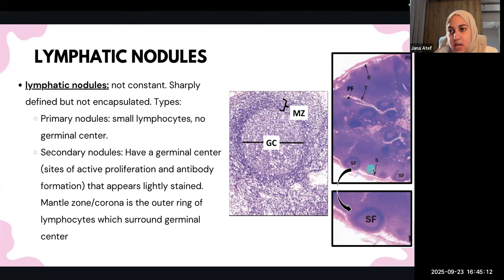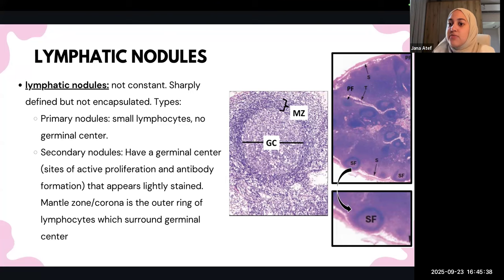So SF means secondary follicle. If there is a secondary follicle and it has a light germinal center, it means it's an active proliferation. There's something going on inside, like cells are being proliferated. Primary, it's just like they're there. They're finished and they're just staying there, chilling. They're not encapsulated. Lymphatic nodules are not encapsulated. You have some lymph lobules that are different. They have capsules and everything. These do not have capsules.